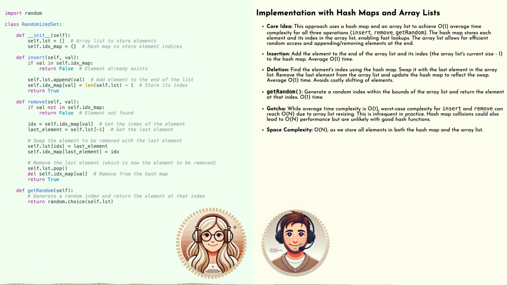Got it. So the hash map is like our super fast index. It tells us exactly where to find an element in the array list. Okay, so far so good.